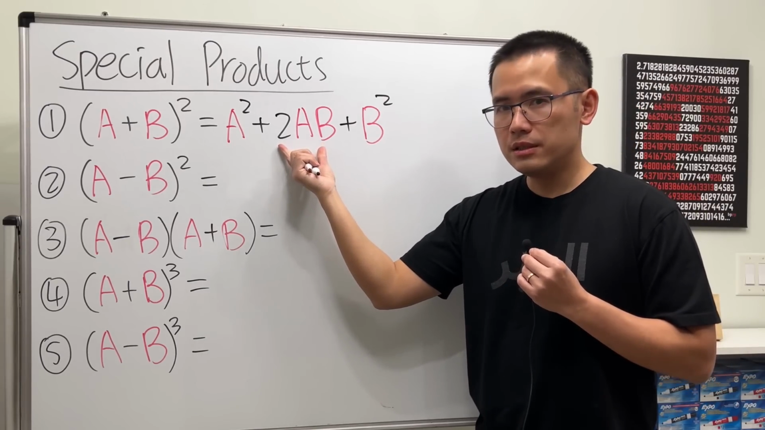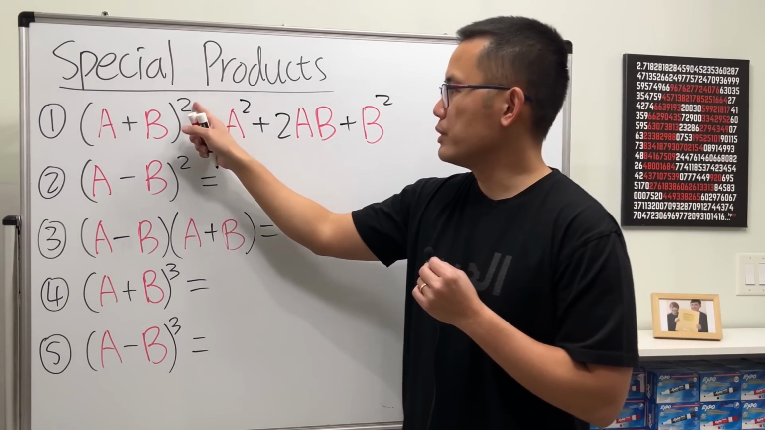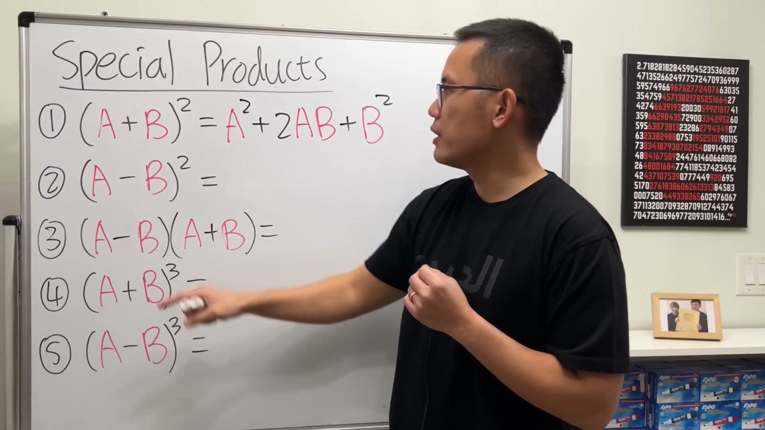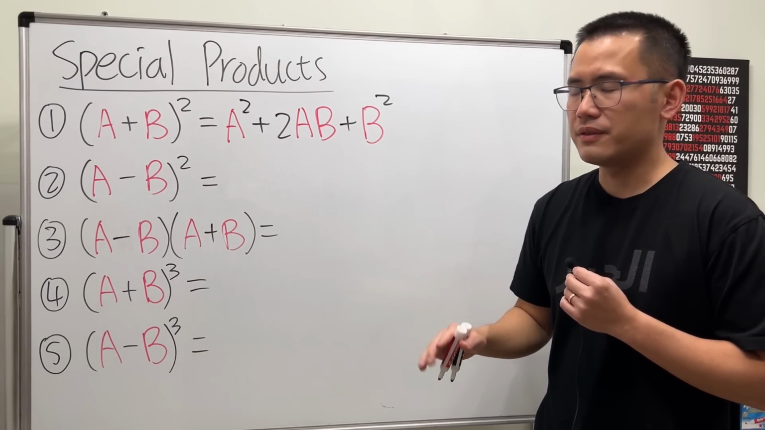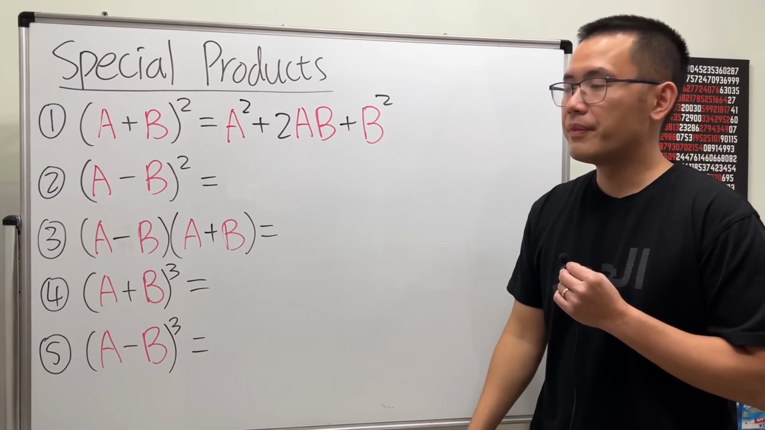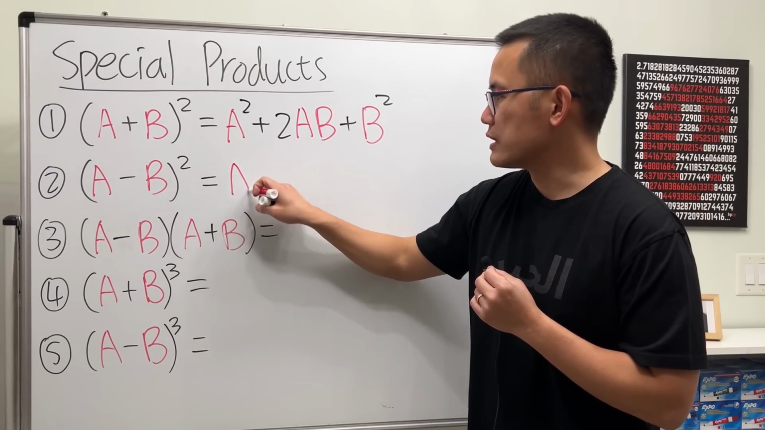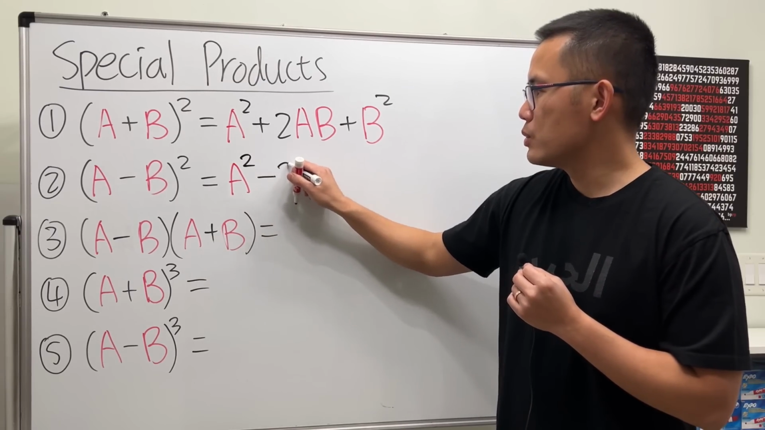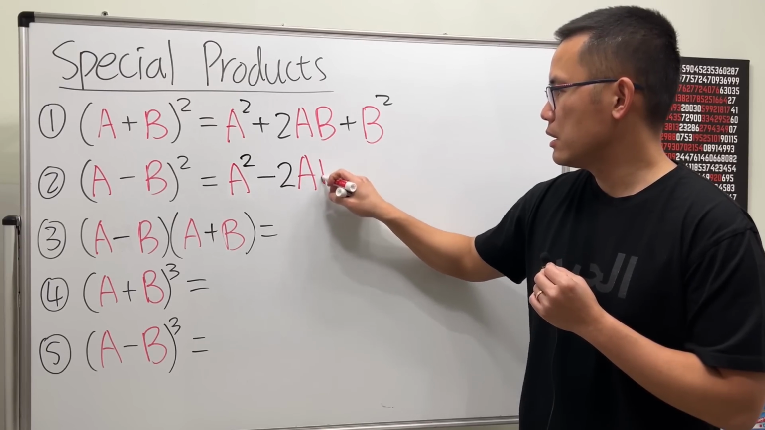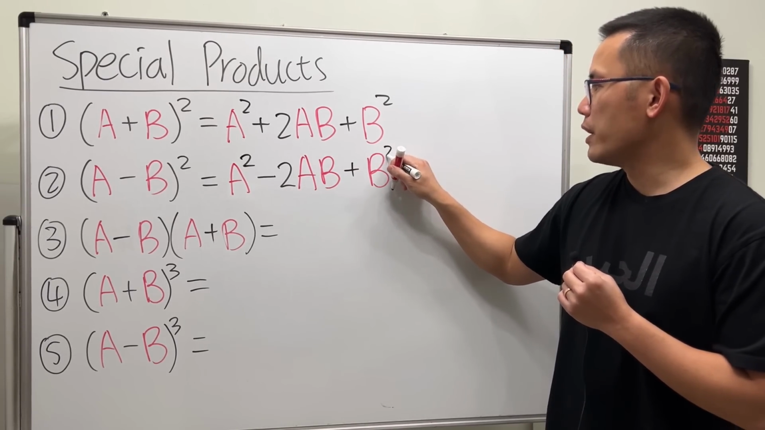Notice there is this middle term, plus 2ab. A lot of people just put the 2 here and the 2 here and get a squared and b squared. That's not enough. There is the middle term. For the next one, if it's a minus, we will have pretty much the same thing, a squared, but here it's a minus 2ab, and then finally this is a plus b squared.